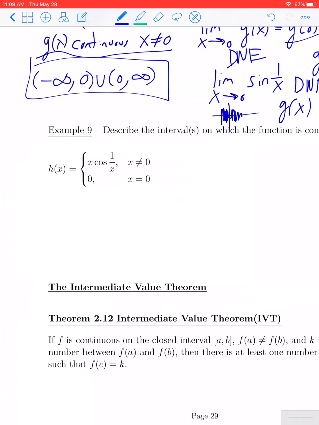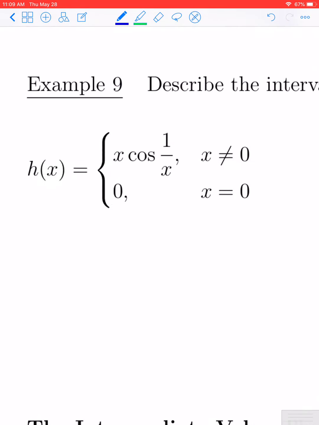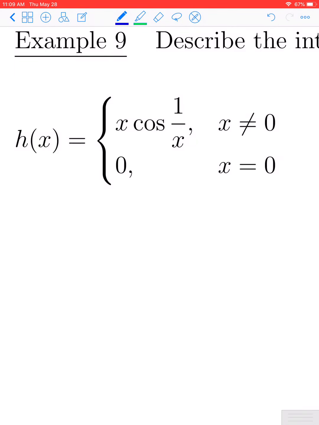Let's take a look at one more. Describe the intervals on which the following function is continuous. h of x here is defined for all x different from 0 as x times the cosine of 1 over x. And when x is equal to 0, the value of h of 0 is going to be 0. So for the bulk of its domain, it's going to be this first piece right here.